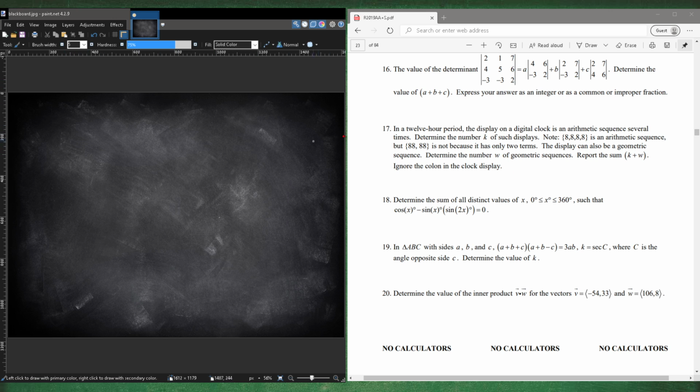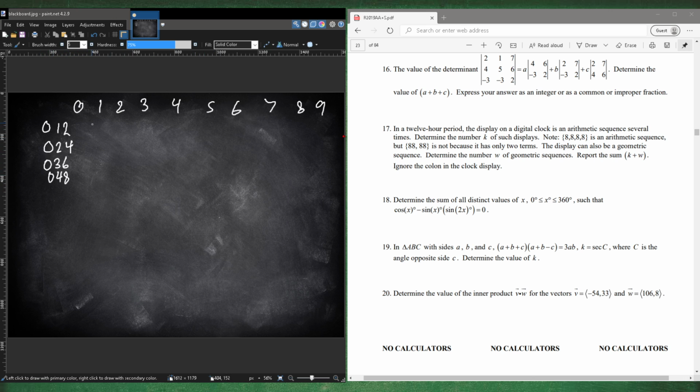Okay, so let's first find the arithmetic sequences. In a digital clock, there are 10 single digits: 0, 1, 2, 3, 4, 5, 6, 7, 8, and 9. So let's try to write our arithmetic sequences. It could be 0, 1, 2, 0, 2, 4, 0, 3, 6, 0, 4, 8, and then 0, 5, 10, which has a double digit, so we stop.